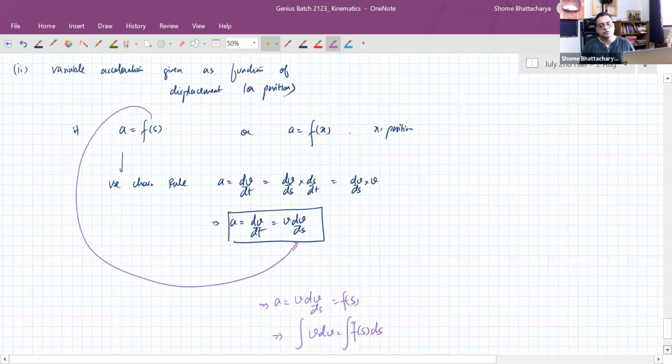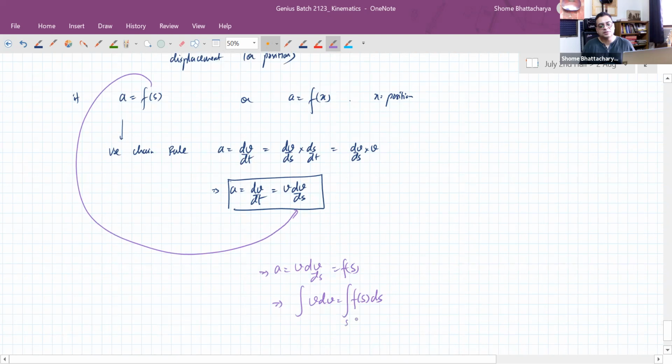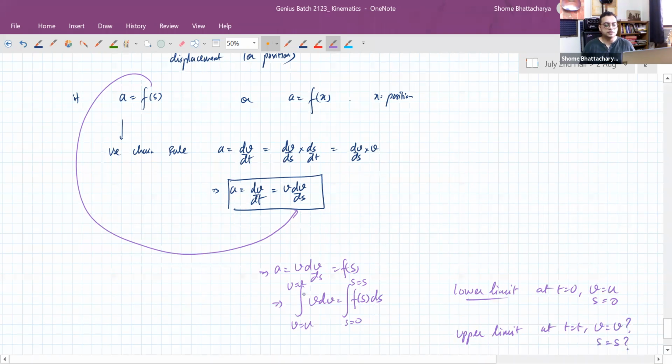Now we use the standard condition that at initial time the displacement is 0, and let's say the initial velocity is some u. So at some instantaneous time t, when the displacement is s, let's say the velocity is v. So the lower limit of the integration is that at t equal to 0, the initial velocity is u, and obviously the displacement is 0. And the upper limit is the instantaneous one: at some instantaneous time t, the instantaneous velocity is an unknown quantity, and the instantaneous displacement is an unknown quantity. So this gives us v as a function of s.